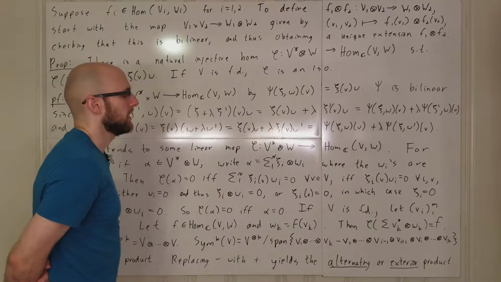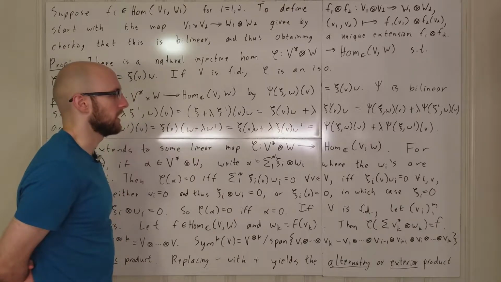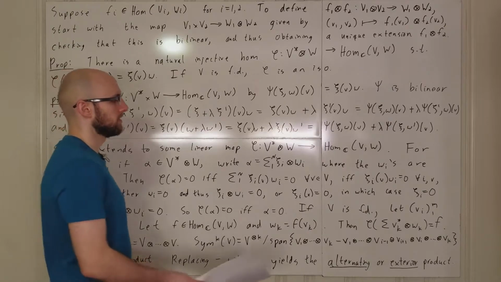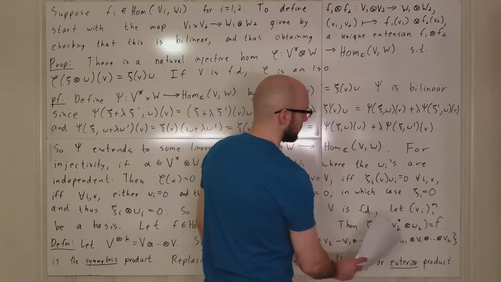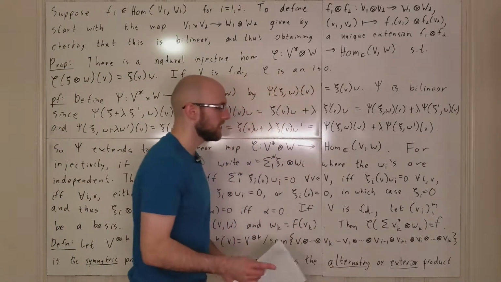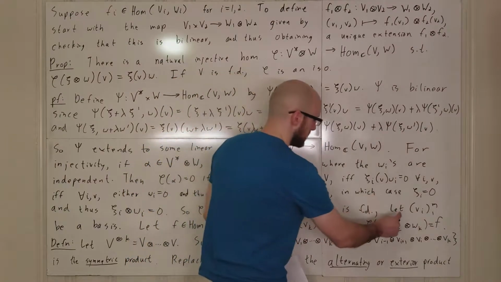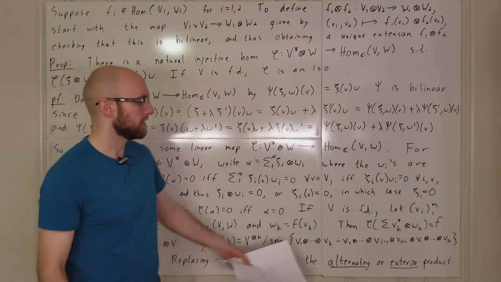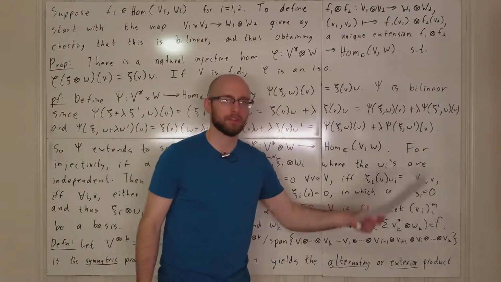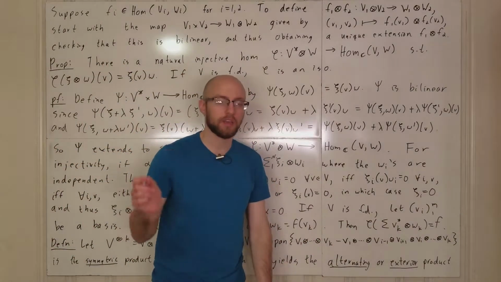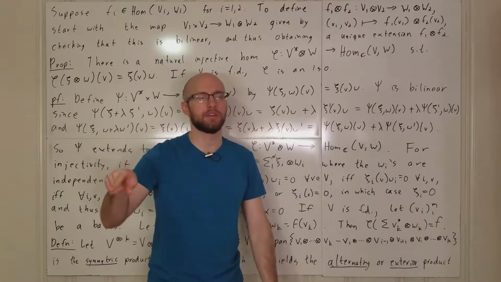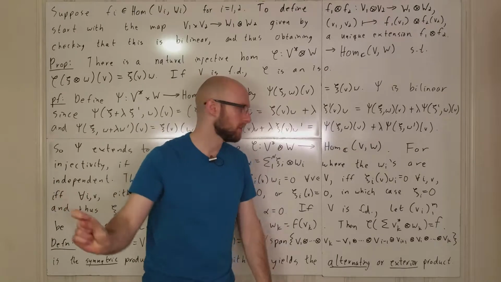Well, if you evaluate f at vi, then what happens if we evaluate this at vi? Remember, the vi is being plugged in here. And we know how we define the vi stars. It's going to be delta ij. So vi star of vj is delta ij.